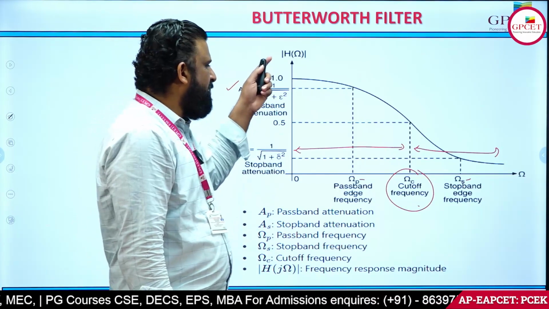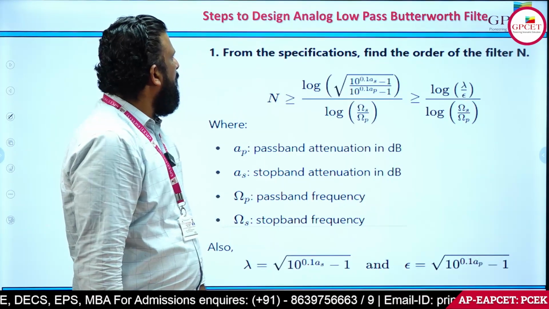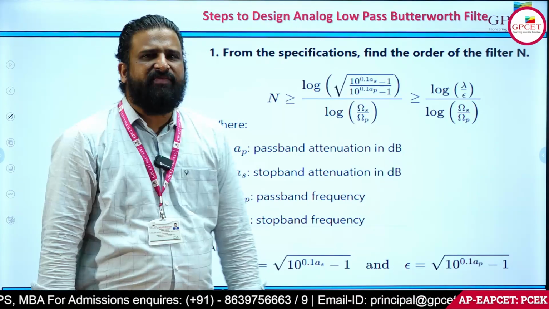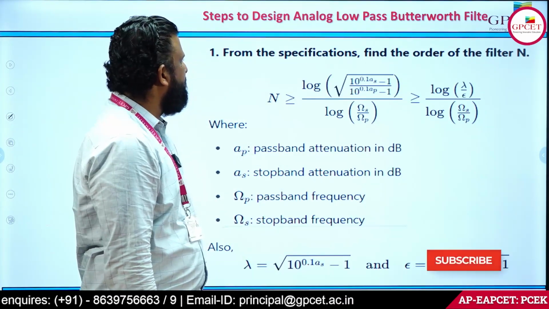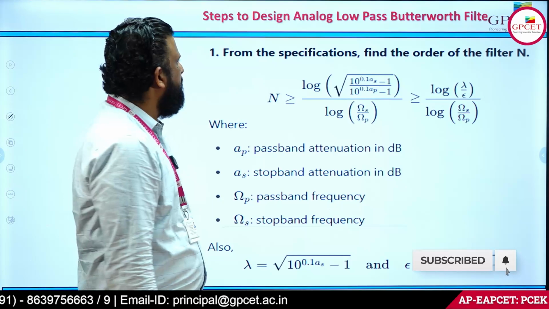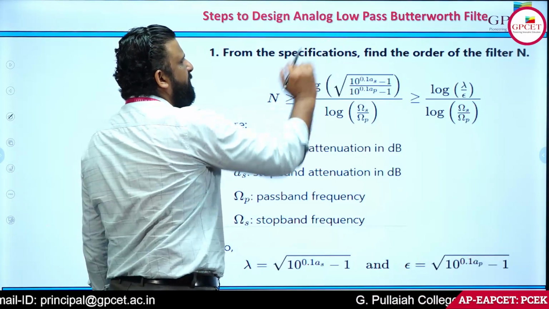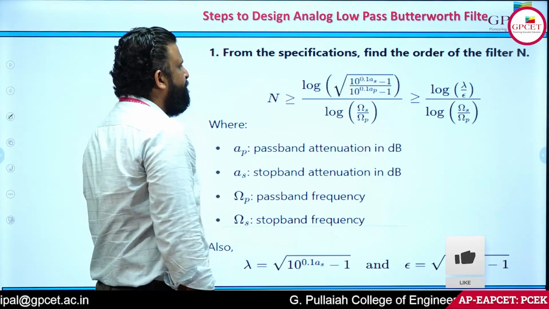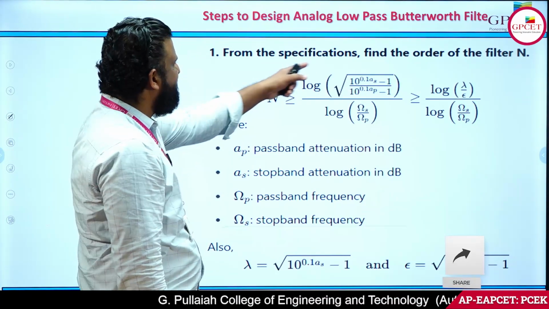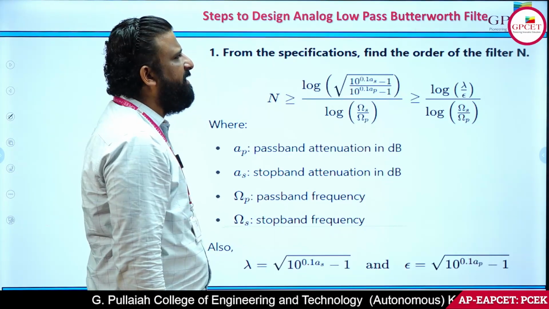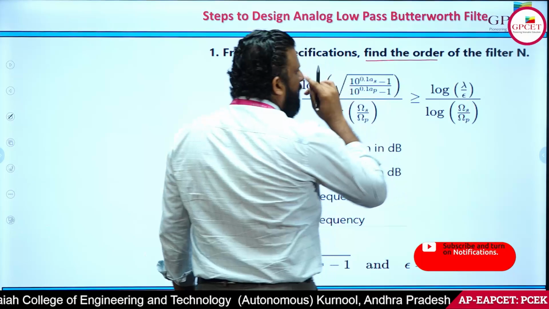So based on all these characteristics of the Butterworth filter, let me see how this analog low pass Butterworth filter is designed. Let me go through small steps, 1 to 5, showing how this design happens. In the first step, from the specifications, find the order of the filter n.